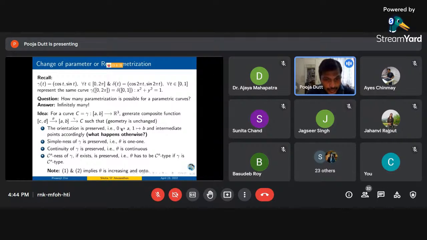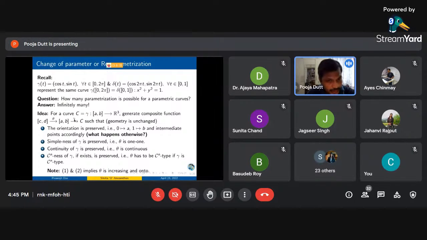Then the question I put is, what happens otherwise? Otherwise means if the orientation is not preserved. That I'll discuss later. At first I'll focus on not disturbing the orientation. Next, if gamma is simple, then that should be preserved. If it is not simple, then also that should be preserved. That means theta should be very nice. In that case, it should be 1-1. If it is 1-1, then only the property of gamma in terms of simpleness is preserved.